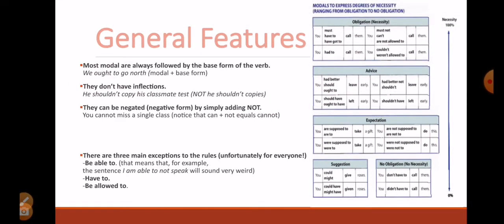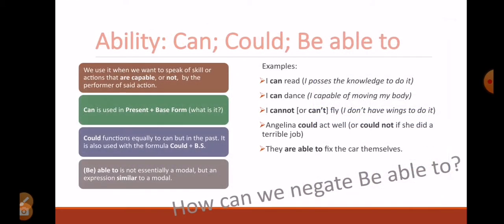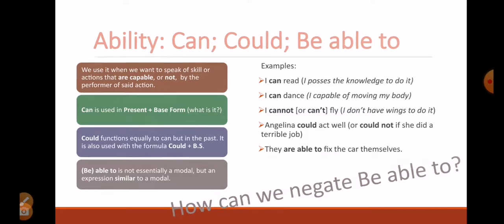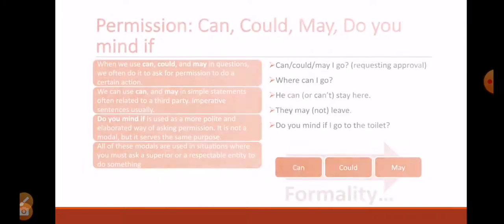Now, grade 7, we continue to talk about ability. We use can, could, be able to. We use it when we want to speak of skills or actions that we are capable of, when you say what you can do, what you are capable of doing. In the present, you put the verb plus base form. The past of can is could, and in order to form other tenses, you use be able to. And definitely later on, you can read all the examples on your own. But to make the video shorter for you, I'm not going to read all the examples. But later on, please stop the video and read the examples.